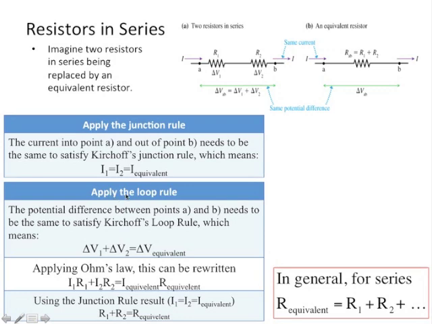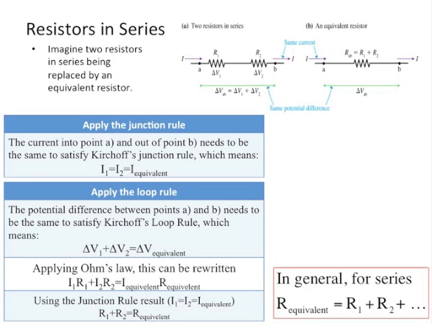Now let's apply the loop rule. Essentially, what that says is the potential difference between A and B has to be the same. The potential difference between A and B is just going to be delta V1 plus delta V2, the potential across resistor 1 plus the potential across resistor 2. In the equivalent situation, the change in potential from A to B is just the change in potential across the equivalent resistor. So the change in potential across R1 plus the change in potential across R2 is equal to the change in potential across the equivalent resistor.